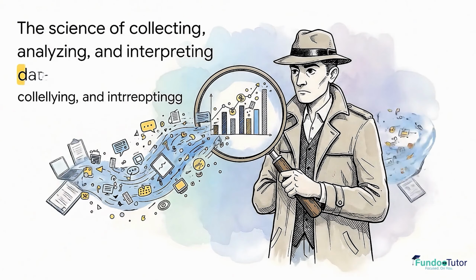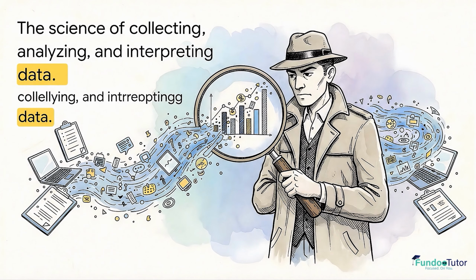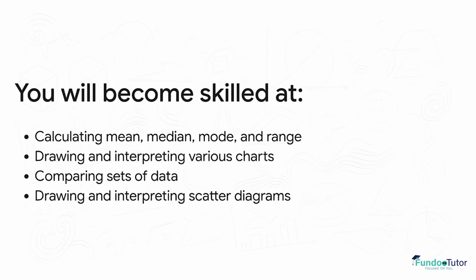You know, if probability is all about predicting the future, then statistics is about making sense of what's already happened and what's happening right now. It's the science of gathering data, looking at it, and figuring out what it all means. This is where you get to be a data detective.